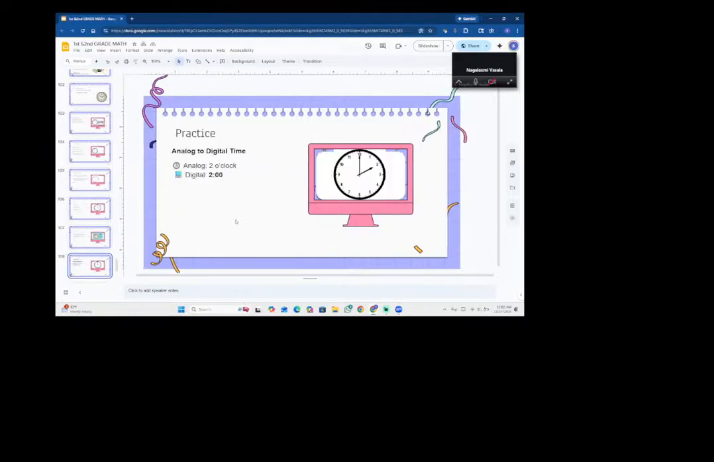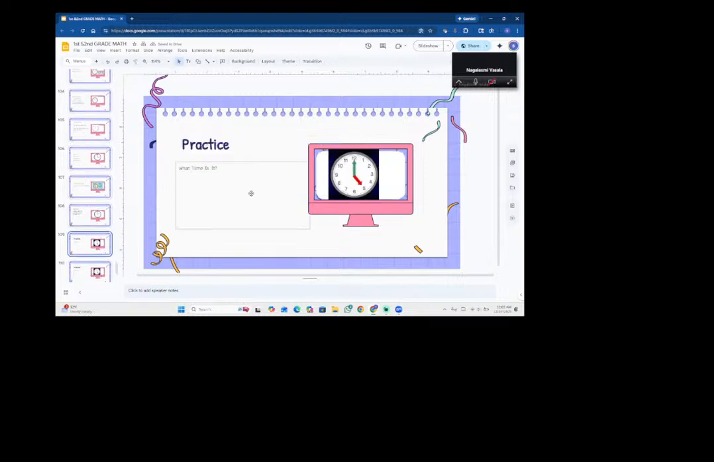Practice. Analog to digital time. So on the analog clock, the hour hand is pointing towards 2 and the minute hand is at 12. So this would be 2. And since this is at 0, it'd be o'clock. So 2 o'clock. And in digital, it would just be 2.